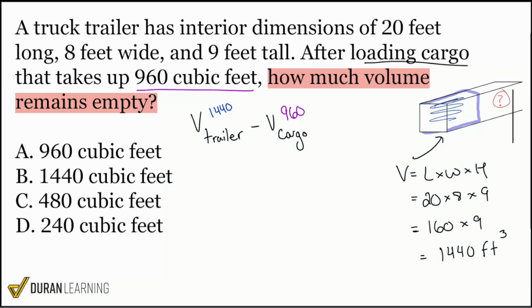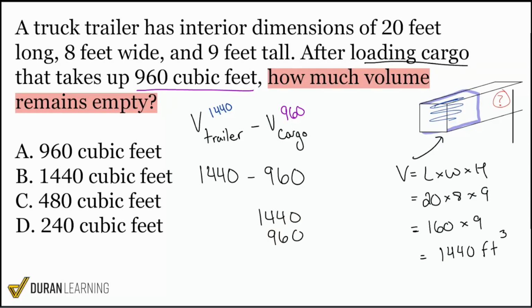So we're not done. That's not the correct answer because we have to subtract. That was the last thing we had to do. And so now we have 1,440 minus 960. That will give us the proper correct answer. Let's just go ahead and write that down and do it over here.